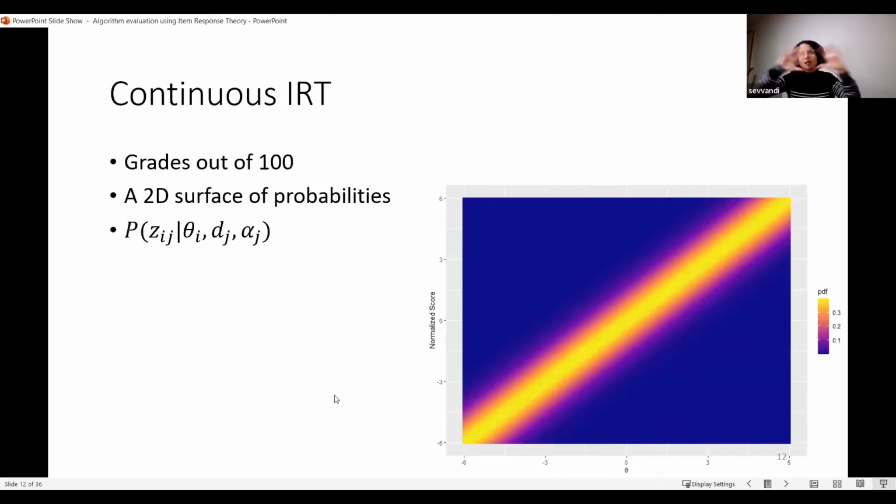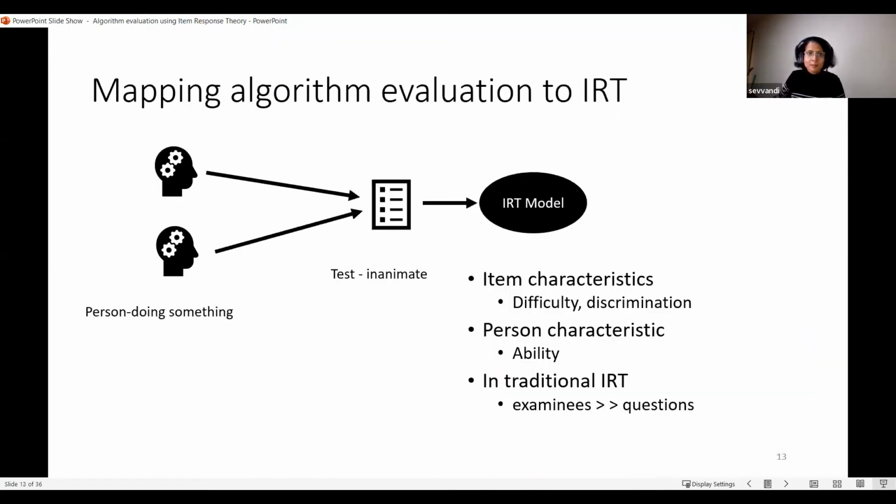So those are broadly, it depends on the type of output. If the output is binary, you can have dichotomous. If the output is discrete and a small set, say 5 or 7 or something like that, you'll have polytomous. But if the output is 100 values, then you're going to have a continuous model.